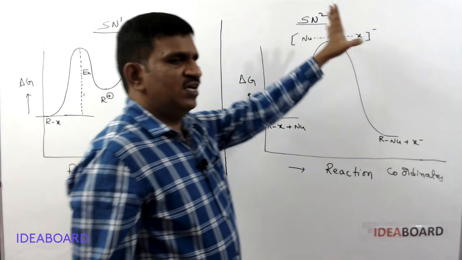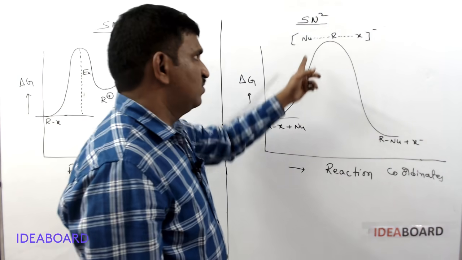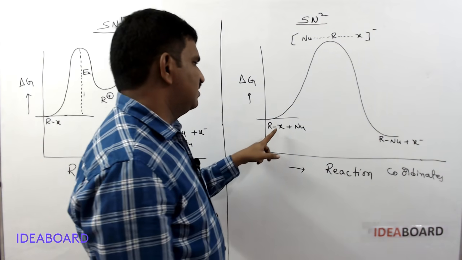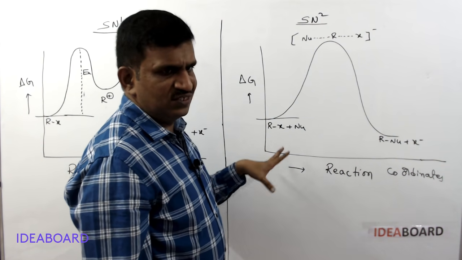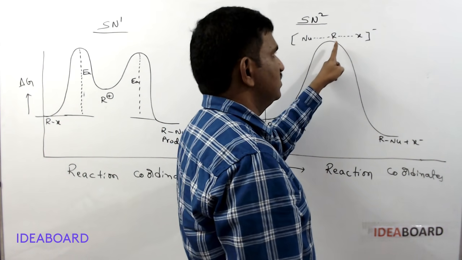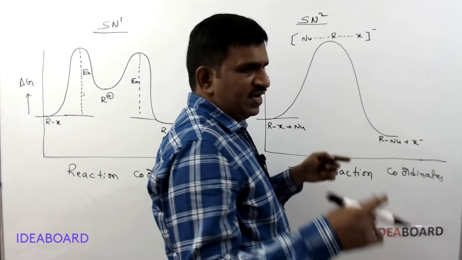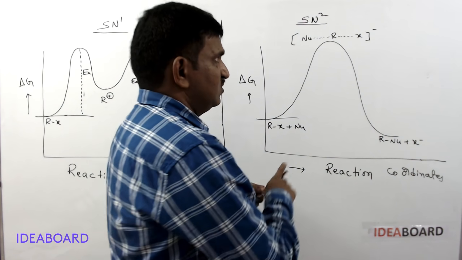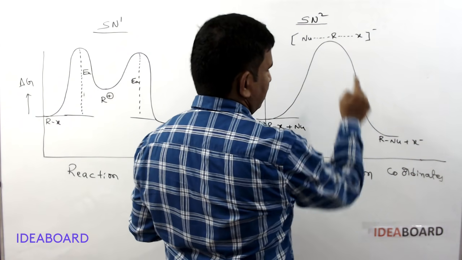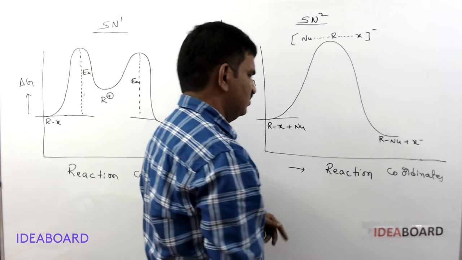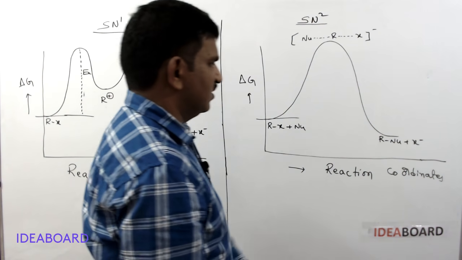In the SN2 reaction, what happens? There is no reaction intermediate. It forms only a transition state, meaning the alkyl halide and nucleophile are present as reactants initially, and it forms a transition state. In the transition state, the halide ion and nucleophile have partial bonding, and slowly the bond dissociates and the new bond forms. Finally, you will get the products. And this is the SN2 mechanism.